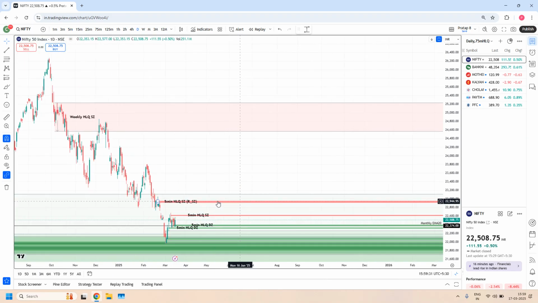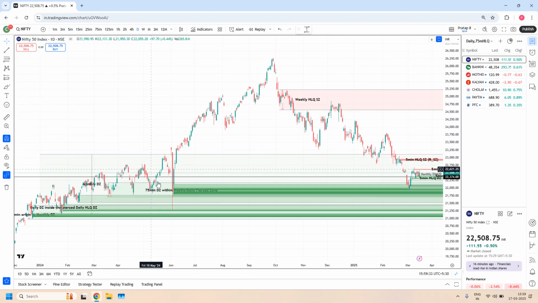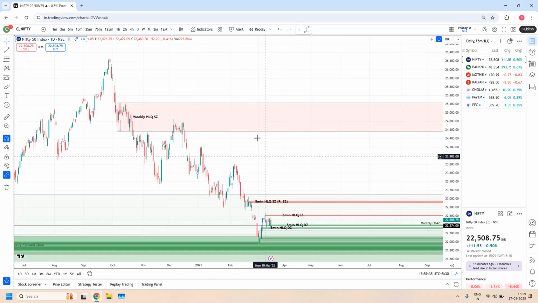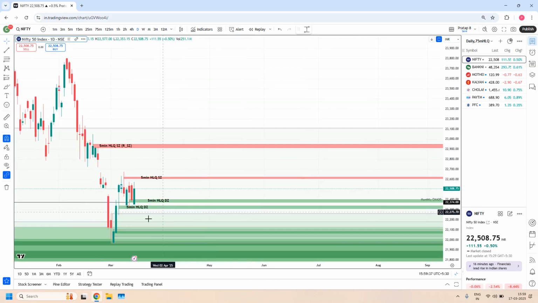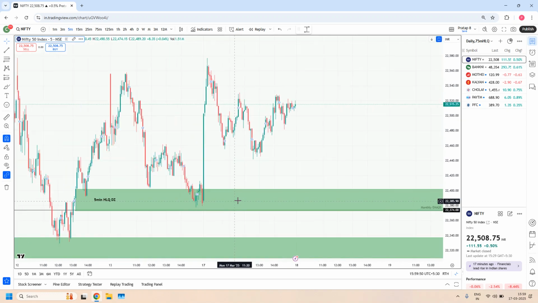I'm going to the daily time frame. See, before this daily time frame, there were high liquidity zones. 5 minutes high liquidity zones are here. 2 5 minutes high liquidity supply zones are here. Currently, price is moving within these zones. Let's go to the 5 minutes time frame.